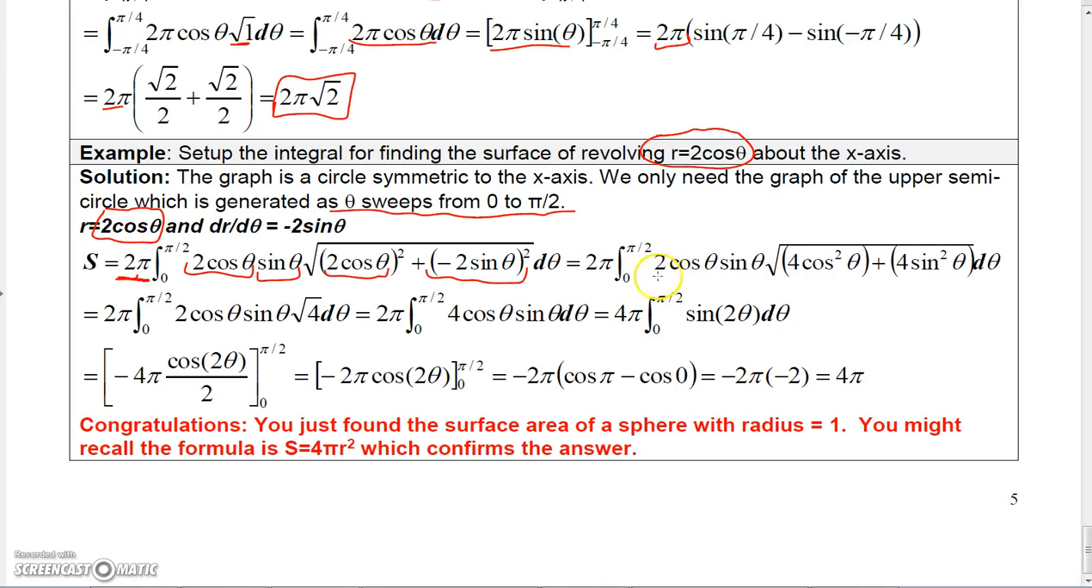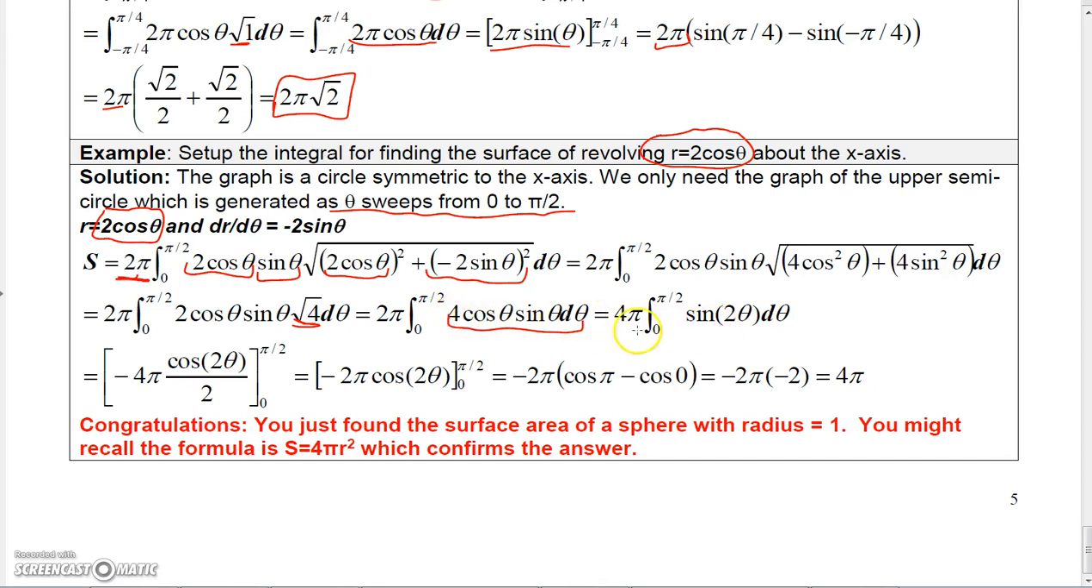Okay, so let's see where I'm at. So I have 2 pi times the integral from 0 to pi over 2, 2 cosine theta, sine theta, and then again, this is just going to be square root of 4. So I have 2 pi times this, and now when I take the square root of 4 out of this, that's going to be 2, so 2 times 2 is 4, so I'm going to get a 4 here. So I have 4 cosine theta, sine theta, d theta.